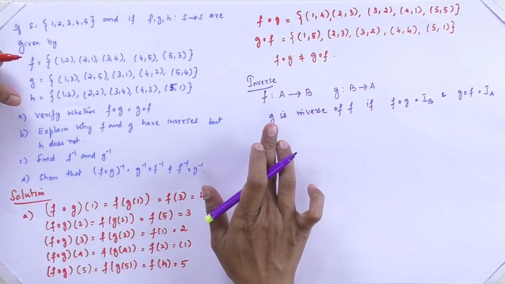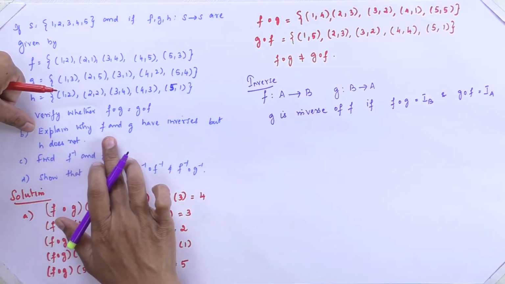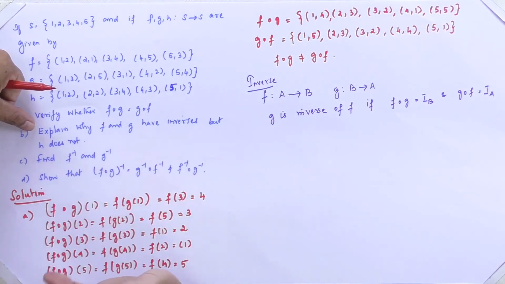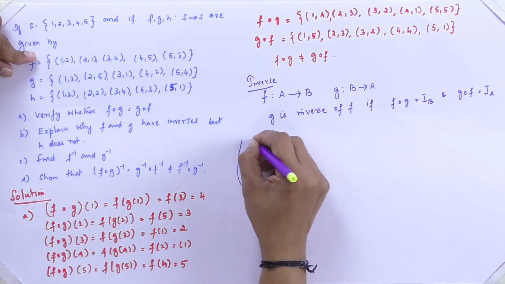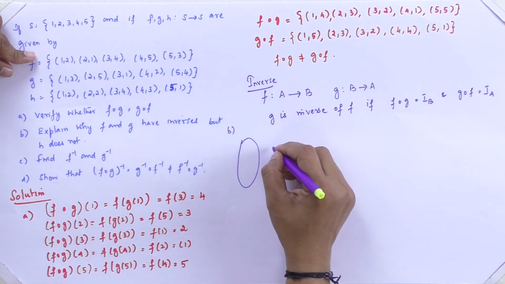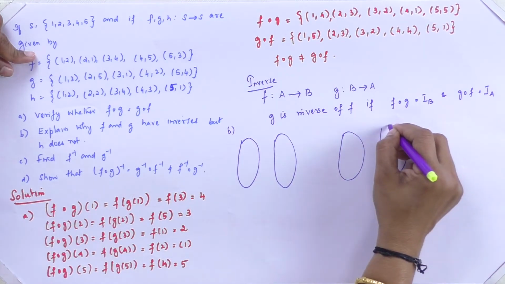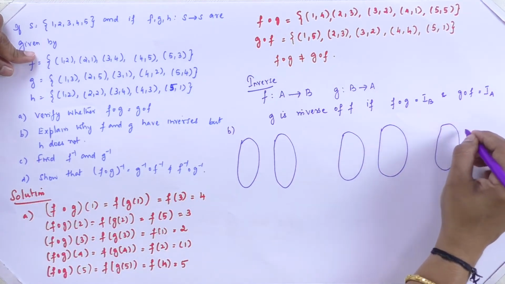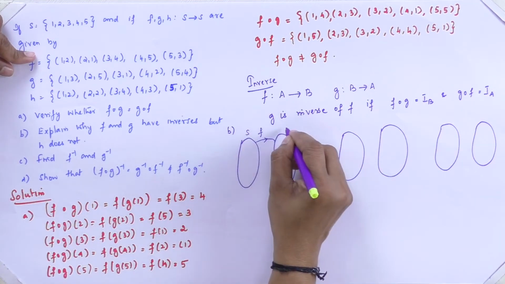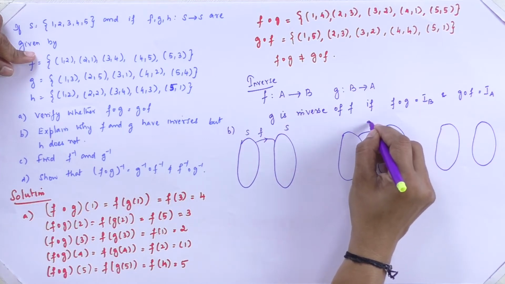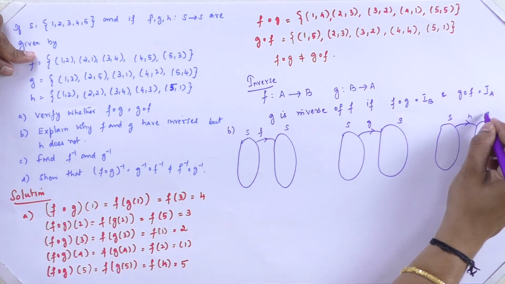So now, knowing what an inverse function is, we will have to explain why F and G have inverses but H does not. This is the subdivision we are having here. So we are supposed to examine the F function, G function as well as H function. This is my F function from S to S. This is my G function from S to S. This is my H function from S to S.